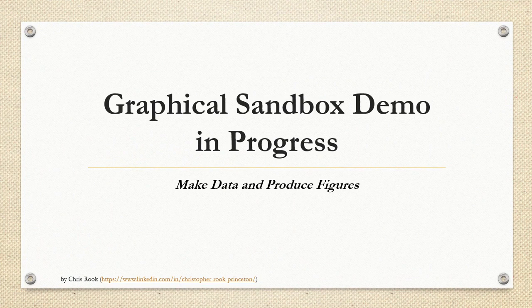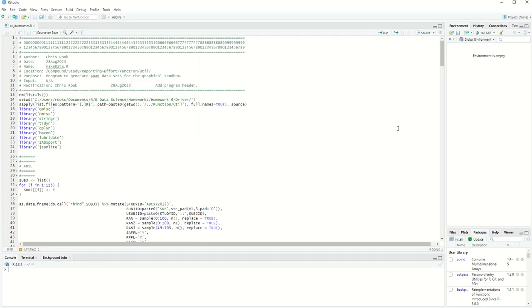We will now generate some data, then present the graphical sandbox. This R program will create completely synthetic ADSL, ADAE, ADLB, ADVS, and ADTTE datasets as JSON files, which will be read by Python and saved as pickle files, which have a .pkl extension.